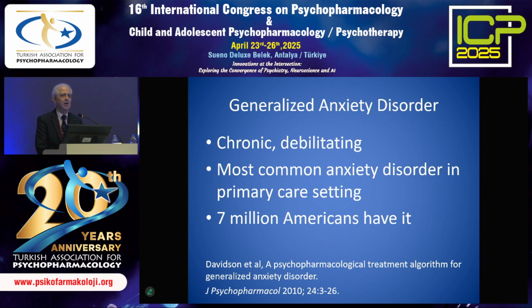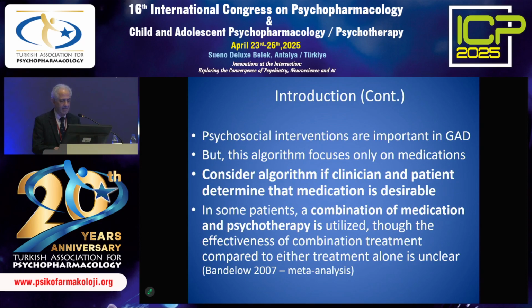So to begin by introduction, generalized anxiety disorder. It's a chronic, debilitating condition, probably the most common anxiety disorder seen in primary care. 7 million Americans have it. Now, I want to make the point, as I do in all of these lectures on psychopharmacology algorithms, that psychosocial interventions are very important. And this algorithm, though, only focuses on the use of medication.